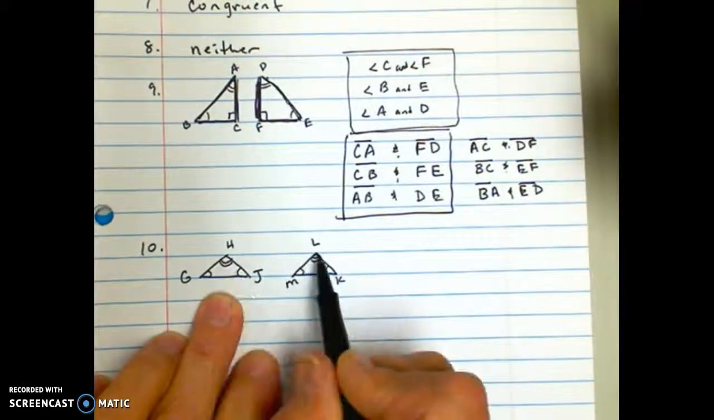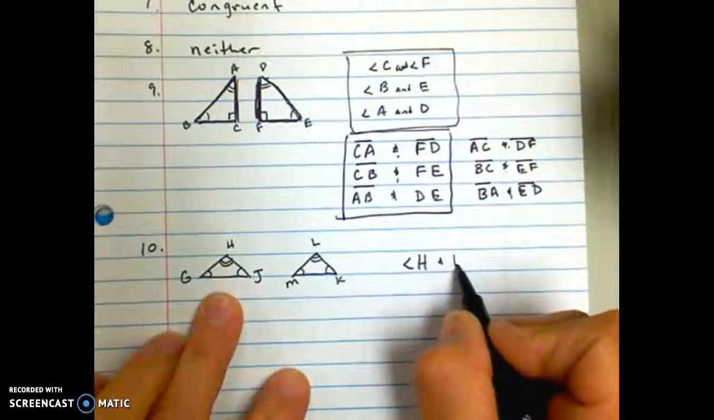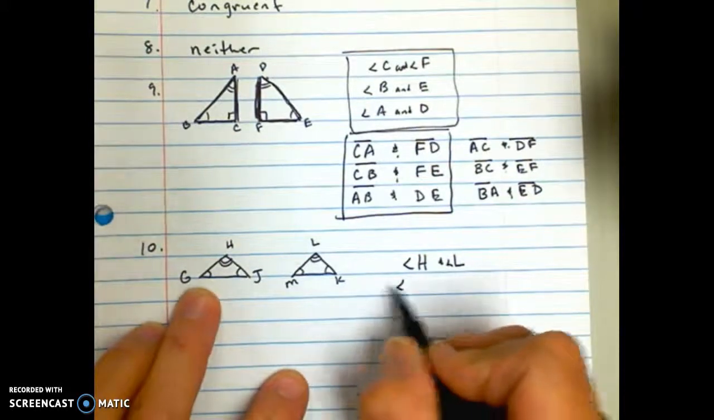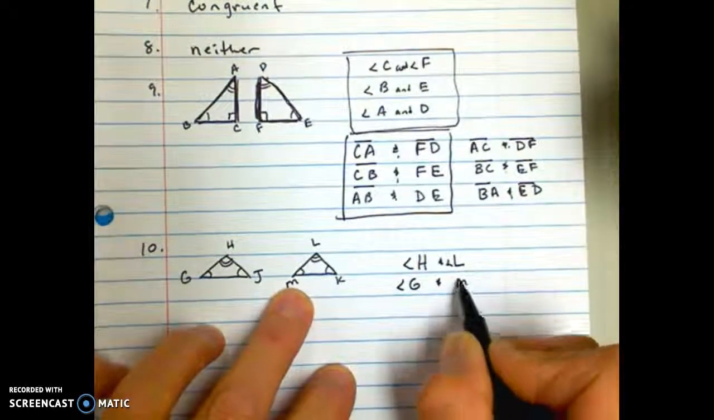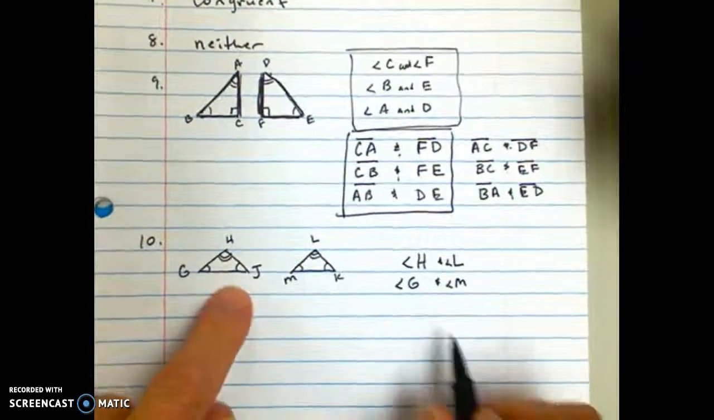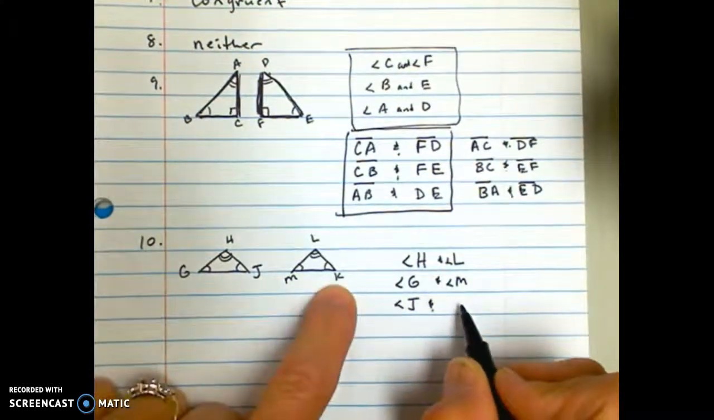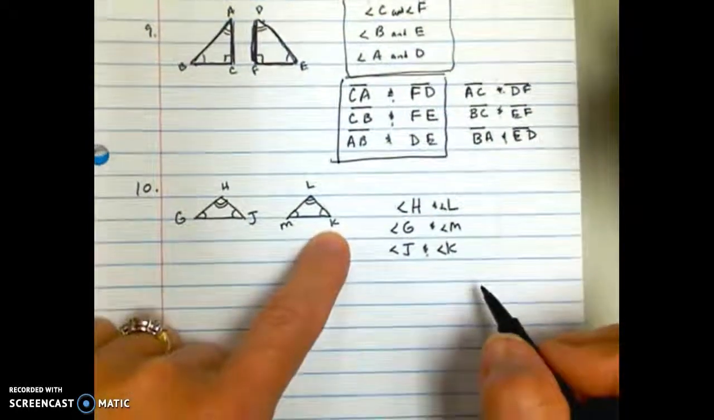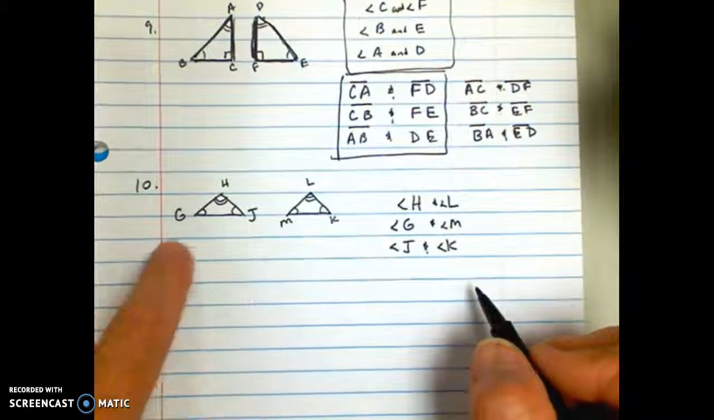So we have H and L, obviously. Angle H and angle L, they correspond to each other. Angle G and angle M correspond, or match, to each other. Again, the angle symbol. Angle J and angle K match or correspond to each other. Now those are the matching angles. Now we want to match up the matching line segments.